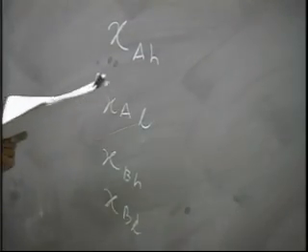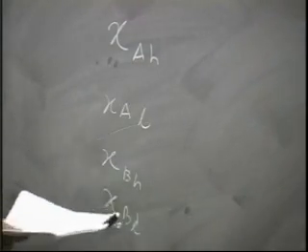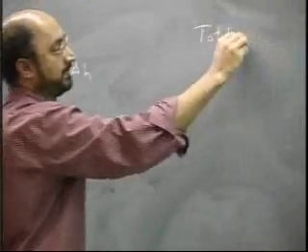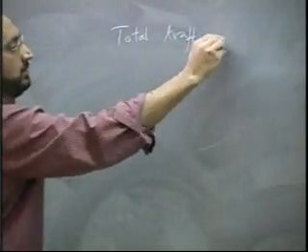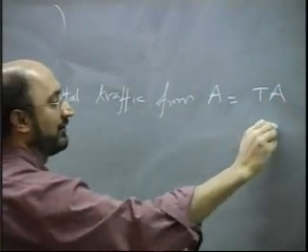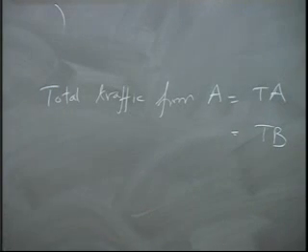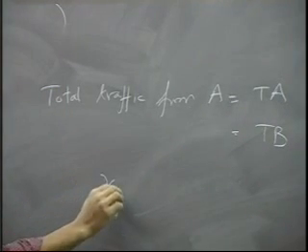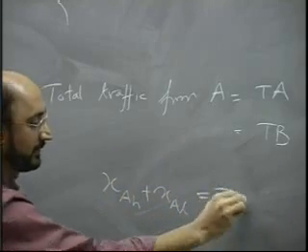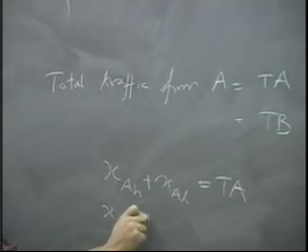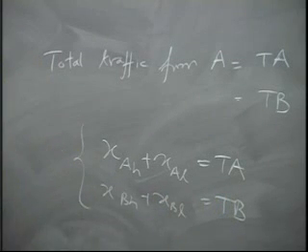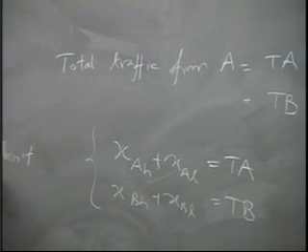So this is the amount of traffic sent by A on high, by A on low, by B on high, and B on low. Now let's say the total traffic from A is TA, and similarly the total traffic from B is TB. We immediately get the following. Since we don't want traffic to be dropped, X_AH plus X_AL equals TA, and X_BH plus X_BL equals TB. These two correspond to don't drop traffic.